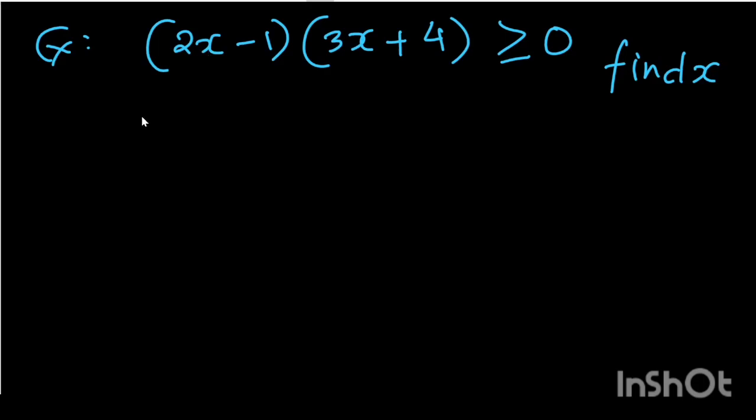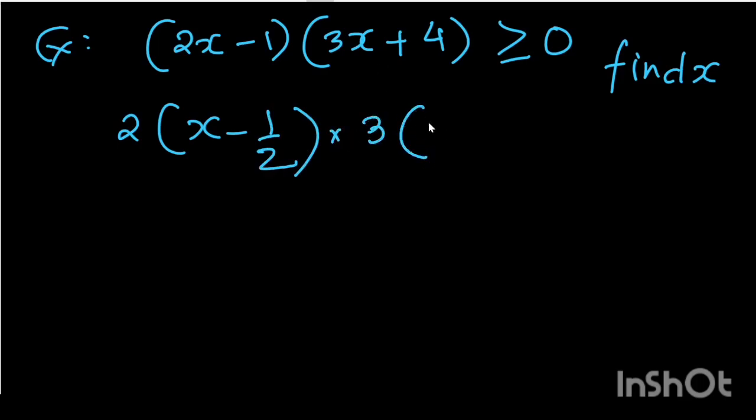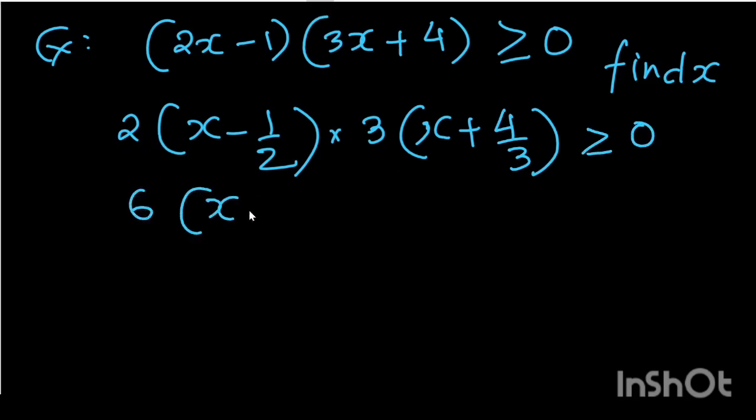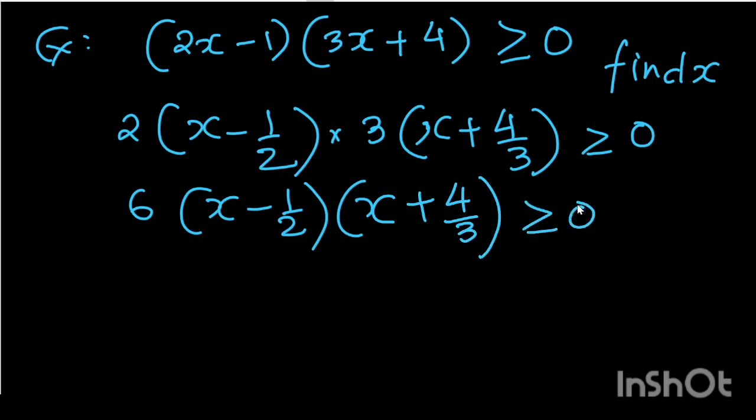Now if you are not convinced why we can use this, take 2 common from the first factor, so this becomes x minus half. Take 3 common from the second, so this becomes x plus 4 by 3 greater than or equal to 0. Now 2 into 3 becomes 6, times (x minus half)(x plus 4 by 3) greater than or equal to 0.